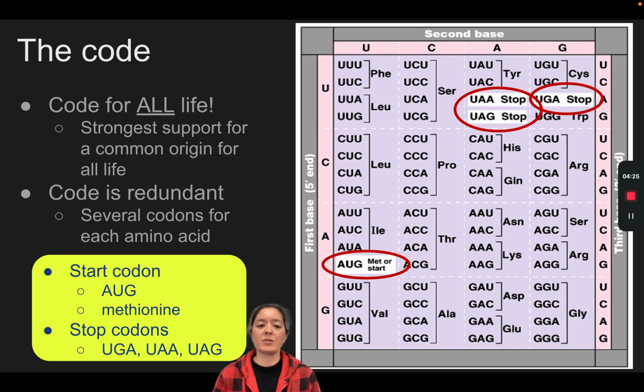We also have another special set of codons called stop codons. And these tell our ribosome and our tRNA to, hey, stop. We're done with the protein, we don't need any more. And there are actually 3 different codons that tell us to stop: UGA, UAA, and UAG.